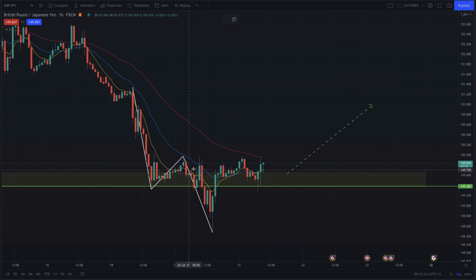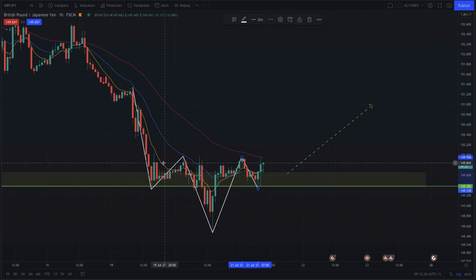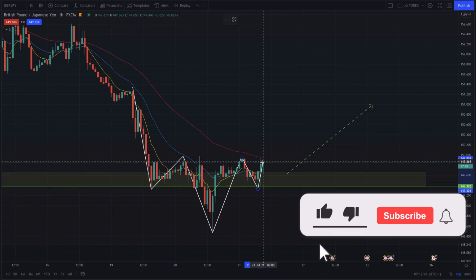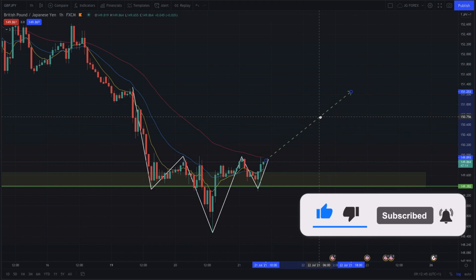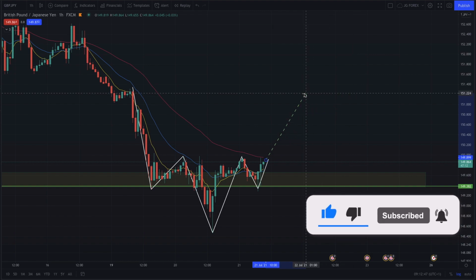And here's the inverse head and shoulders. So we've got the shoulder 1, we've got the neckline, we've got the head, which was the fake break. Then we've got the neckline tested again, and then we've got shoulder 2, which has respected shoulder 1. So this is a horizontal head and shoulders setup, and now we're just pushing up towards the neckline, which means we could see a break and close above the neckline. Now, there's a few ways to enter.